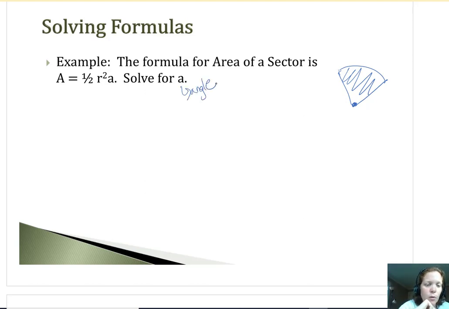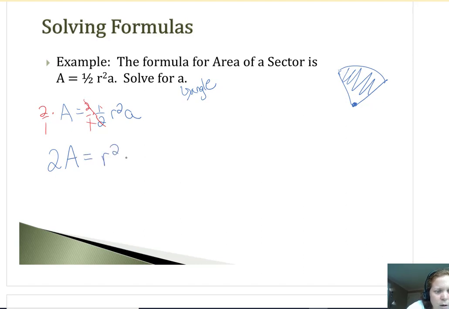Okay, so if I want to solve for lowercase a, I'm going to rewrite this first. 1/2 r squared a. So this is a little different because I have a fraction, kind of like the last one with the temperature. But let's say I want to deal with that fraction first this time. Just like before, we talked about doing the reciprocal. If I multiply by 2 over 1 on both sides, that'll cancel out the fraction part. Now 2 over 1 is just 2. So I'd have 2A equals r squared lowercase a.